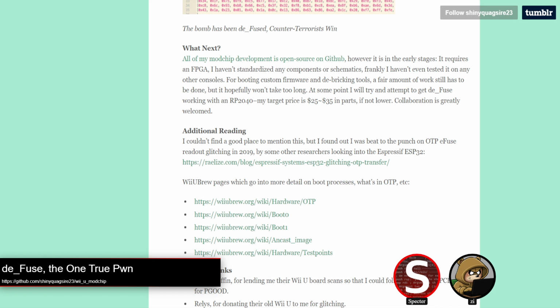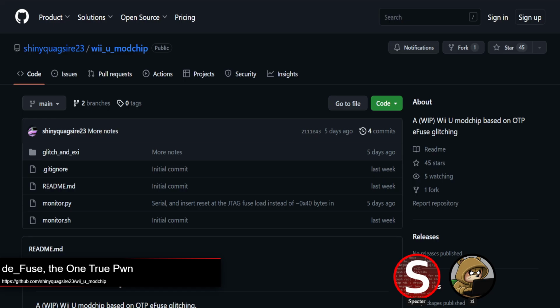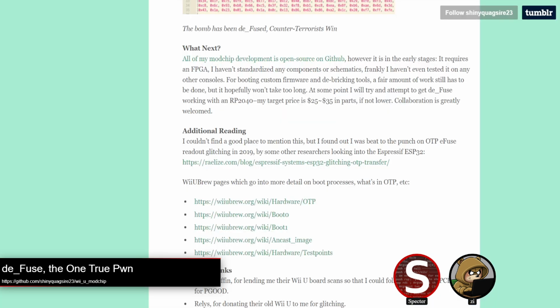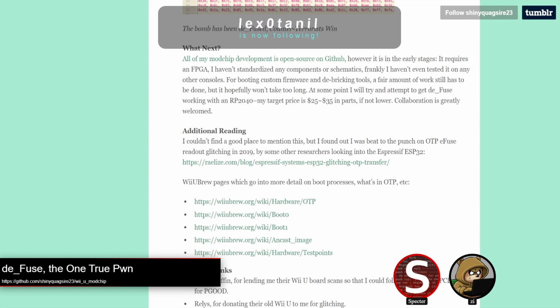But Quagsire is welcoming collaboration on this, so it could be a really cool project to get into if you're looking for a console related project. Especially where it's so rough at the moment, you probably would need a good amount of experience in hardware hacking and knowing how to use an FPGA and whatnot. But yeah, it's a really cool project. And it's just a really interesting area of research.